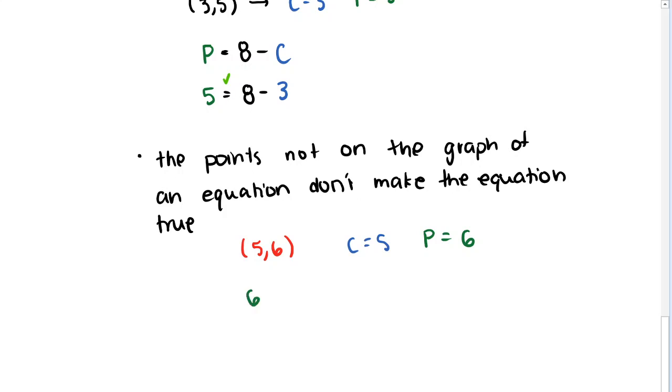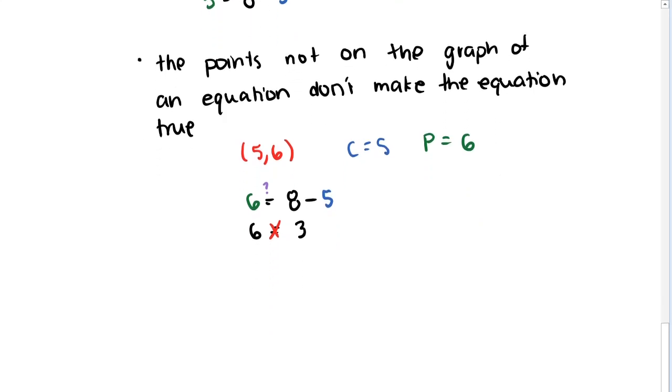I plug in 6 for p, I have 6 equals 8 minus c, 8 minus 5, and I ask, does this make my equation true? Well, 8 minus 5 is 3, and that's not the same as 6, right? Here, this is 6 is equal to 3. That's not the case. And so here we can see that points that don't lie on the graph of our equation, they don't make the equation true. Points that do lie on the graph, they do make the equation true. And so this is really one way we can see that graphs are a way of visualizing equations.